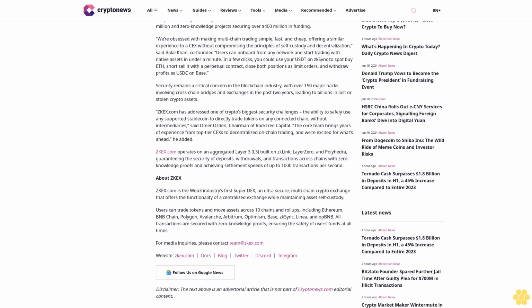Over the past 12 months, decentralized crypto exchanges have experienced significant growth, with monthly trading volumes rising from approximately $100 billion to over $250 billion by early 2024. This growth aligns with an increase in active user wallets from 3 million to over 4 million and zero-knowledge projects securing over $400 million in funding.